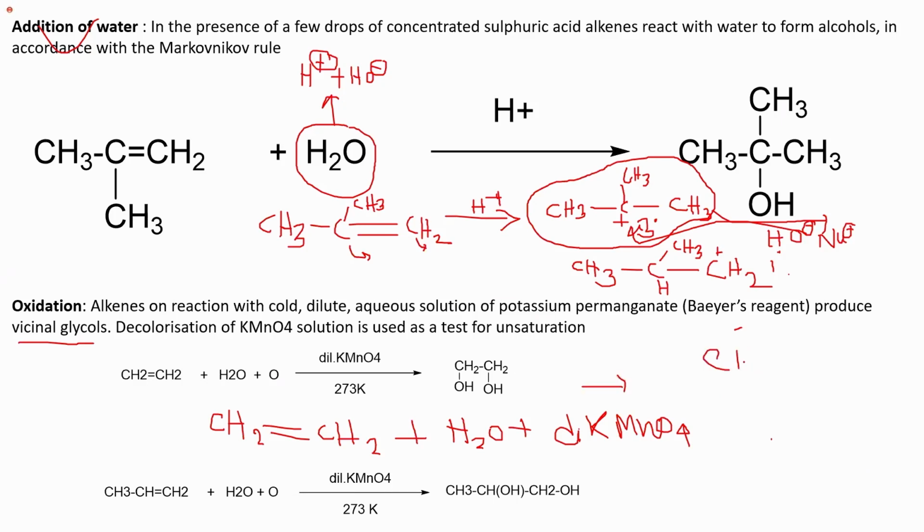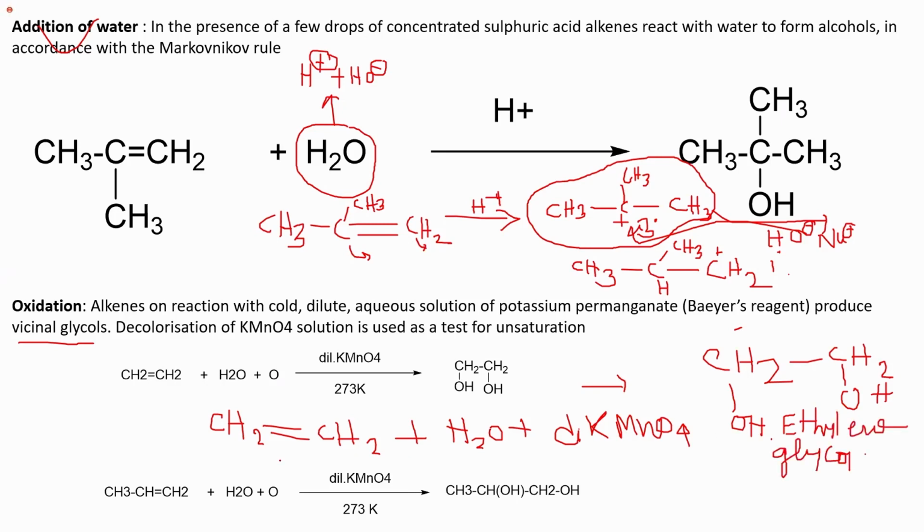So CH2, then another CH2, and then OH and OH. This is the OH group, and this is also an OH group. So what are we getting? This is ethylene glycol. This is called ethylene glycol.